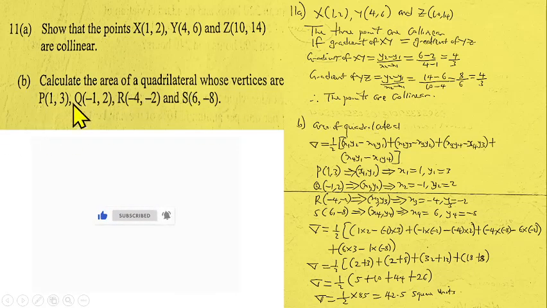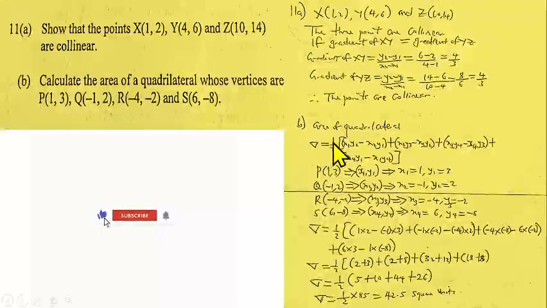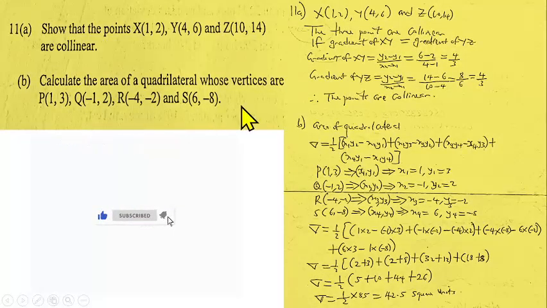You are given the vertices of a quadrilateral, and you are to find the area of that quadrilateral. Then that should give us the area of a quadrilateral, given the coordinates of the vertices, to be half into open bracket x1 y2 minus x2 y1 plus open bracket x2 y3 minus x3 y2 close the bracket plus x3 y4 minus x4 y3 plus open bracket x4 y1 minus x1 y4, then close the bracket and the main bracket.